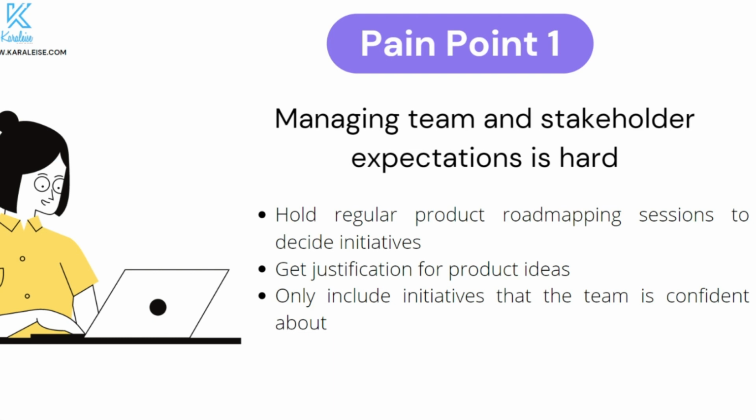But you need justification. There has to be a customer at the end of it that wants it. You can't just build things because you like the idea. You need to confirm that there is a customer who wants to use this. And so that justifies it, right? Only include initiatives that the team is confident about. So, because you're going to involve your team, everybody will have a vote, and that will help you make sure that you're doing something that the team has agreed is a good idea to do.